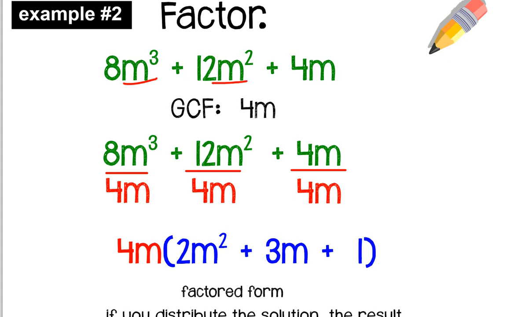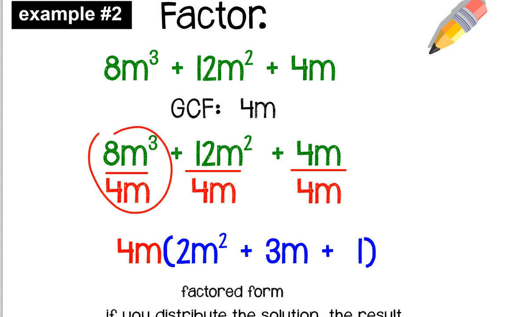And then when I look at all of the variables, they all in fact have the letter m. So if you share the letter m, find the lowest power. 3, 2, invisible 1. So this is the lowest power, so that becomes my GCF variable. Divide all 3 terms by that GCF. Now this time our GCF has a coefficient and a variable.